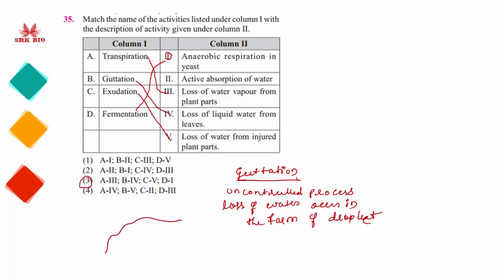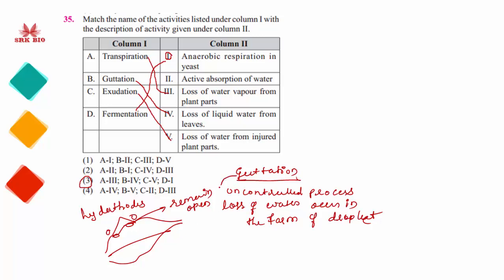See, if I draw the leaf like this, along the leaf margin, special structures are present. They are called hydathodes. And these hydathodes always remain open. They never close like stomata. They always remain in the opened condition, and through these hydathodes, the loss of water is observed in the form of droplets, and it is called guttation.